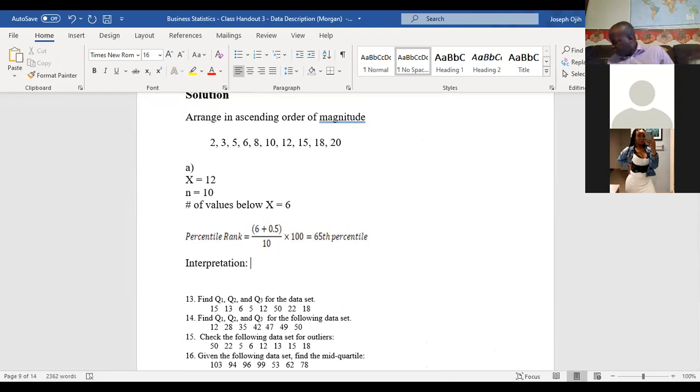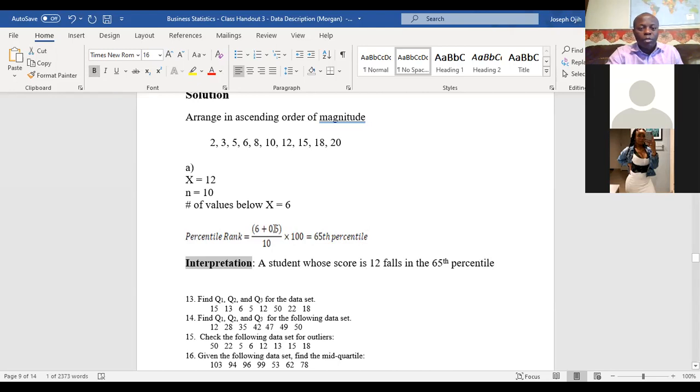It says, so now remember this is for the score of 12. Now this is the 65th percentile. So a student who scored 12 on the test falls in the 65th percentile. See? A student whose score is 12 falls in the 65th percentile.